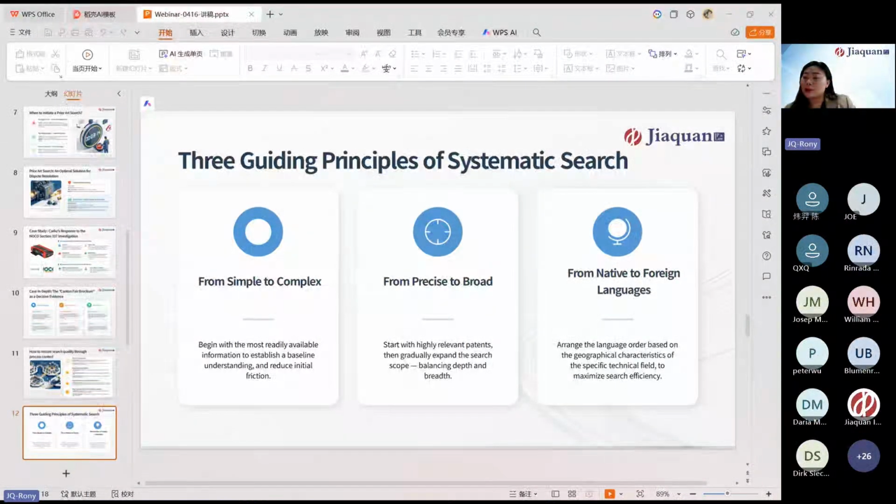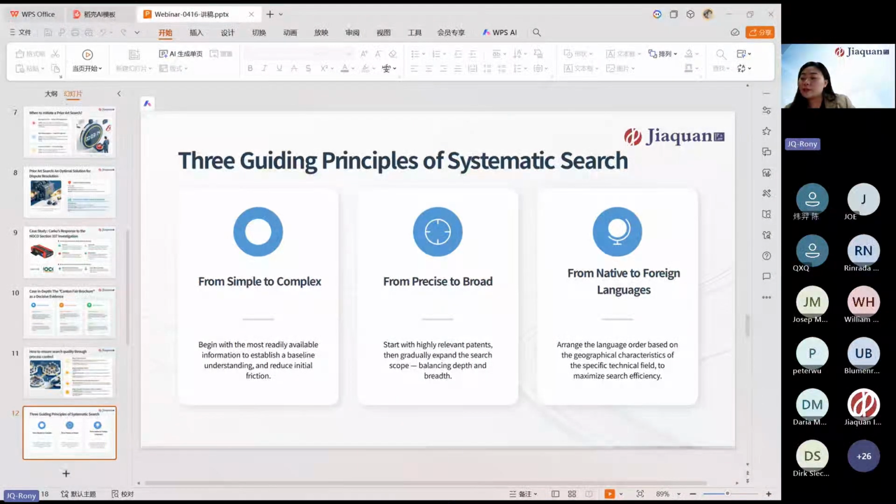Well, the second principle, from precise to broad, means we can first accurately locate the scope of our core patents and then gradually expand our search scope while balancing the depth and breadth of the search. Well, the last one, from native language to foreign language, refers to arranging our search reasonably according to the regional characteristics of our technical field to improve search efficiency.